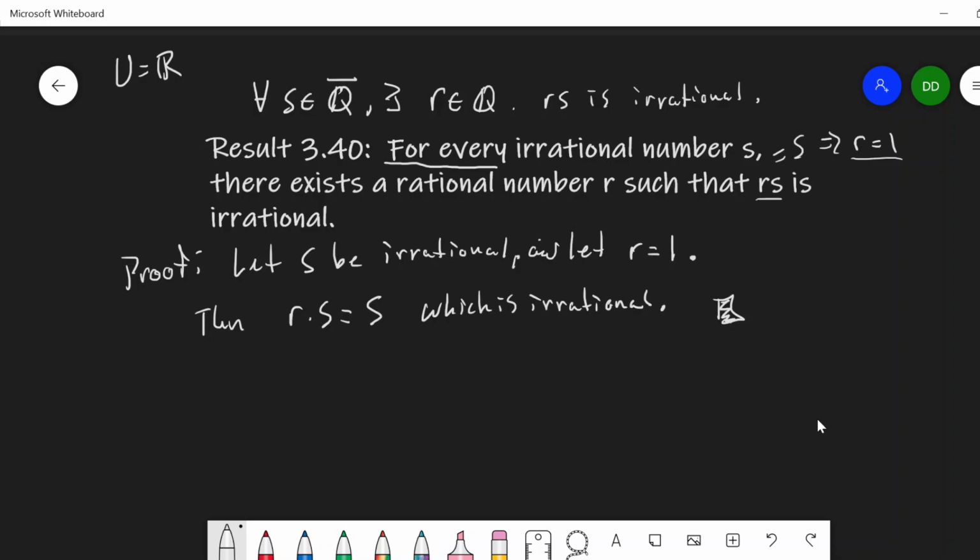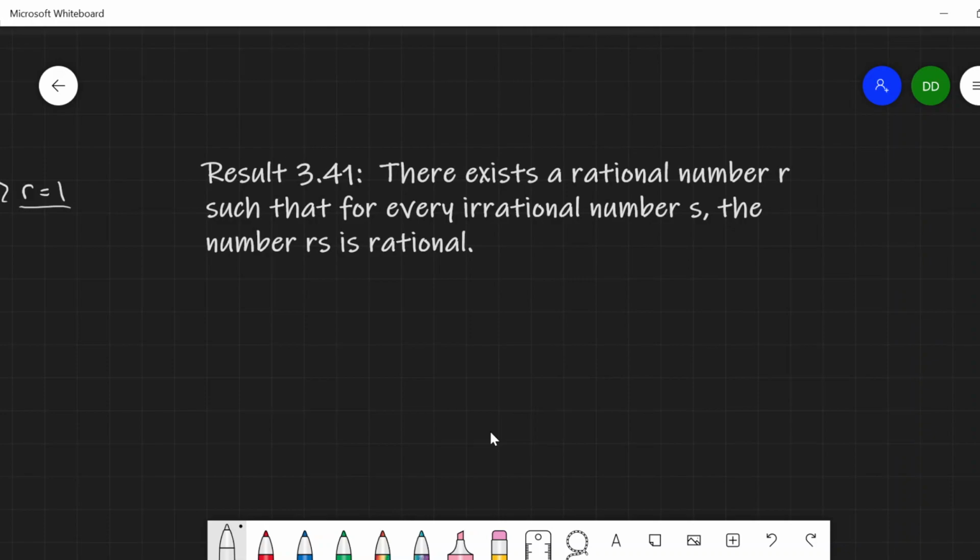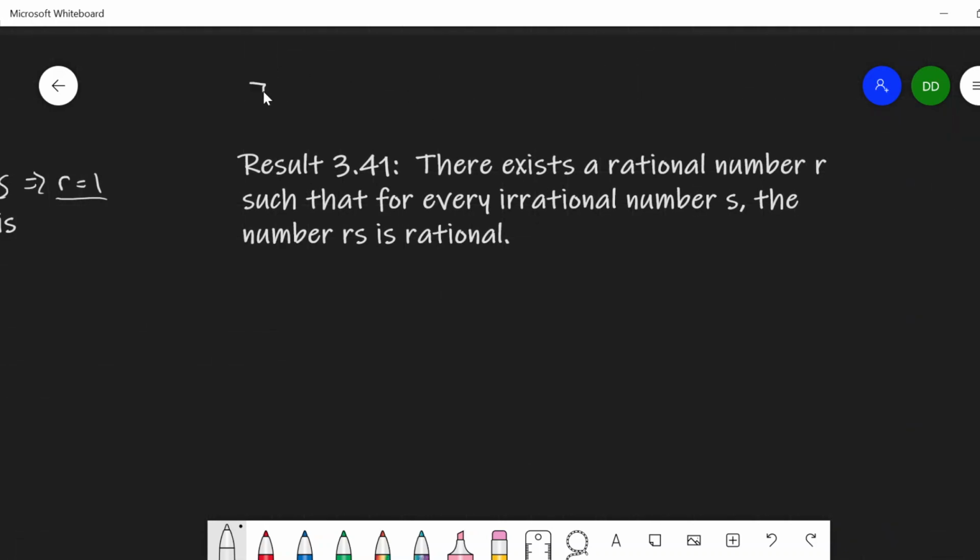Let's look at an example of the other situation. So here we have there exists a rational number R, so R in the rationals, such that for all irrational numbers S, R times S is rational. Now this one might seem a little bit more difficult. I'm not given a rational number. I need to come up with a rational number such that no matter what irrational number I throw at it, the product is still rational.